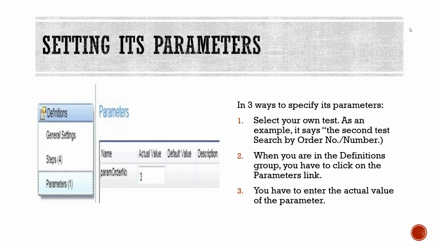There are three ways to specify its parameters. Select your own test. As an example, it says the second test, search by order number. When you are in the definitions group, you have to click on the parameters link. You have to enter the actual value of the parameter.